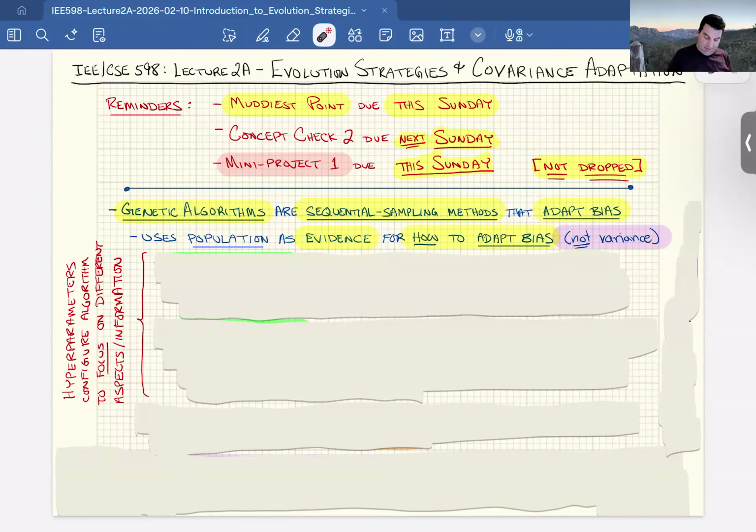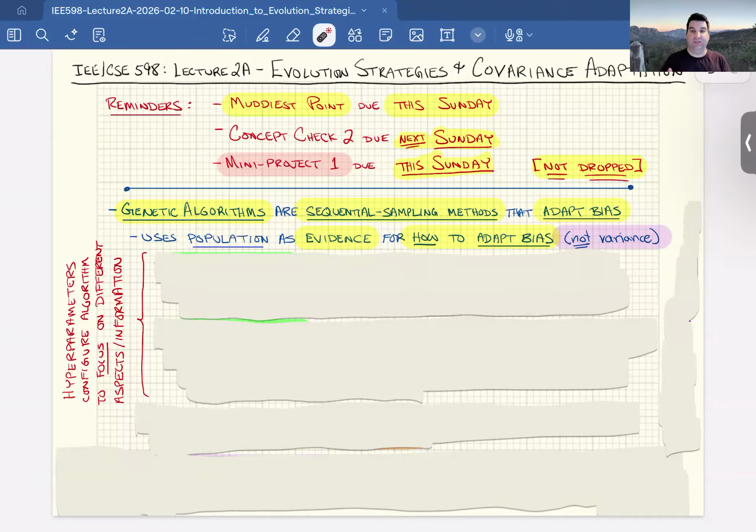So looking forward, the things that are due soon: the next muddiest point is, of course, due this upcoming Sunday. The mini project for Unit 1 on the genetic algorithm is due this Sunday, and that's the only one that is not dropped. I want everybody to at least have that experience. It's a relatively low key assignment asking you to build a very simple genetic algorithm and make a couple very minor modifications to it, just to experiment with some of the key operators in the genetic algorithm.